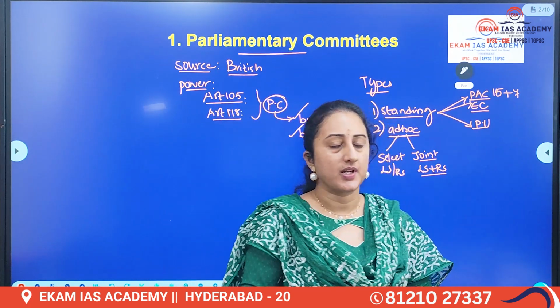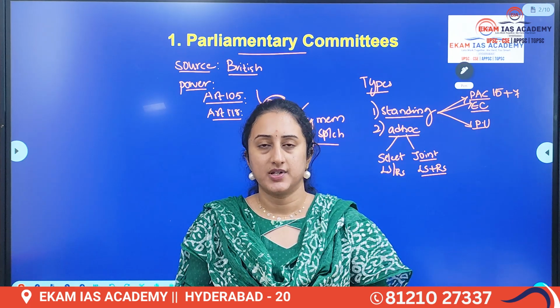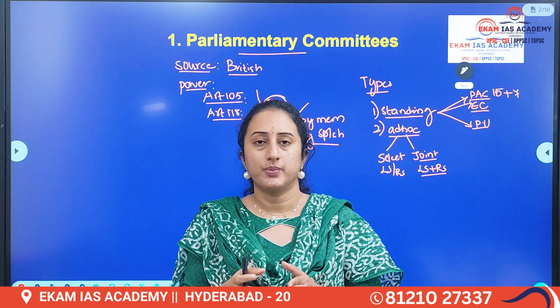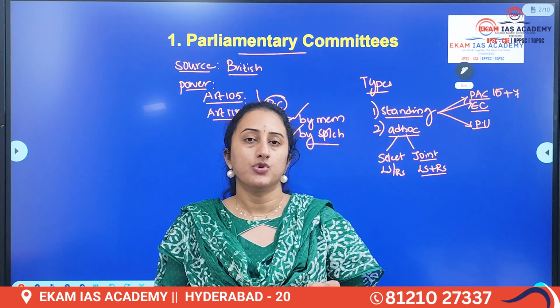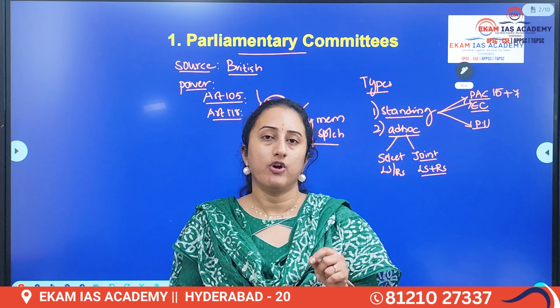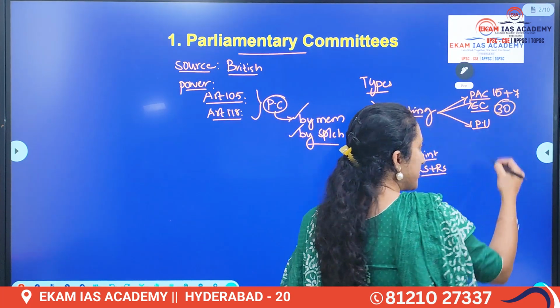Next we have the Estimates Committee. What is the role of the Estimates Committee? It has to look into the budget estimates, whether that much estimate is actually required, and all these aspects will be checked by the Estimates Committee. One most important feature you have to keep in mind is that this committee consists only of Lok Sabha members. All 30 members will be from Lok Sabha alone.